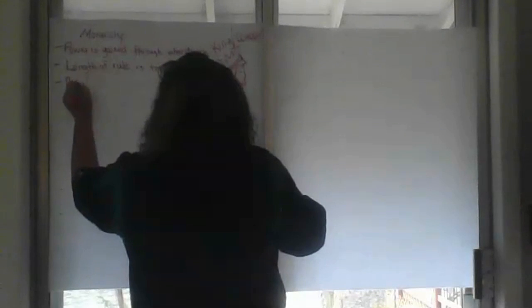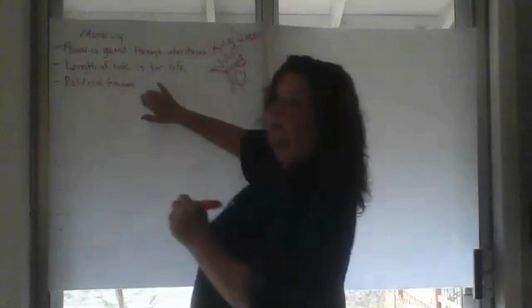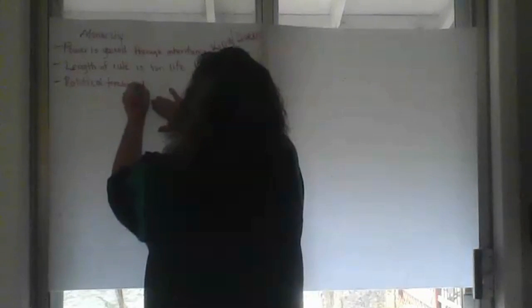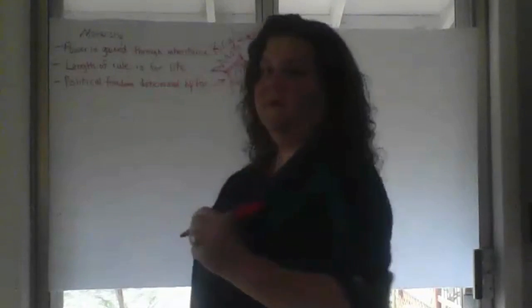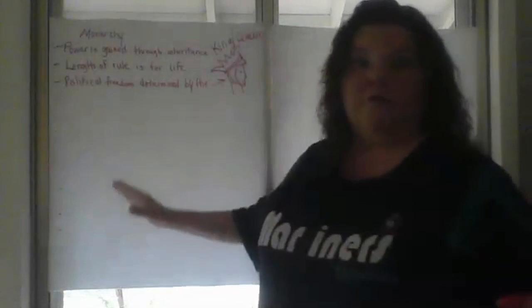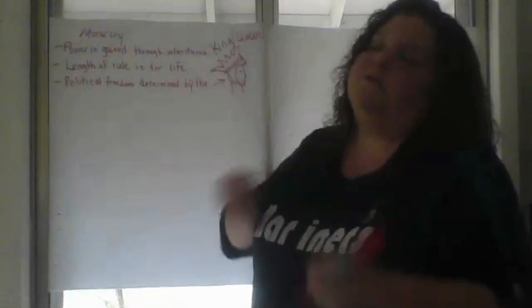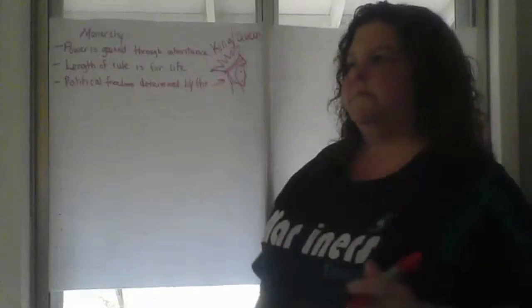All right? The political freedoms of the people were determined by the king. Okay? So the king was ruler over everything. He made all the decisions. People would come and plead with him, and people would try to bargain with him. But he always had the final say.